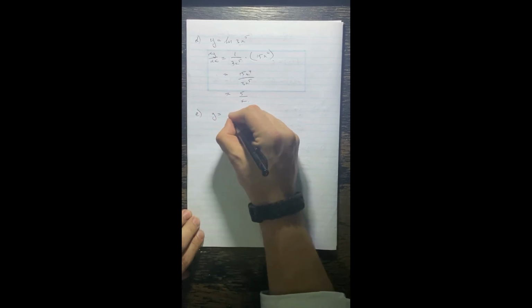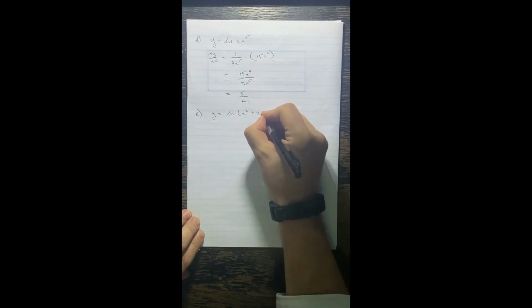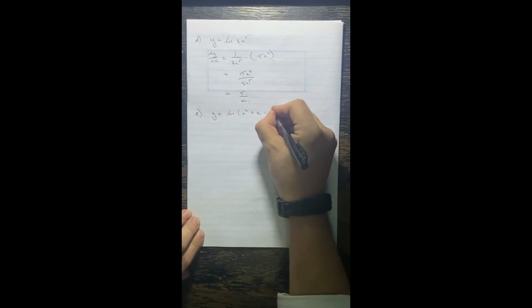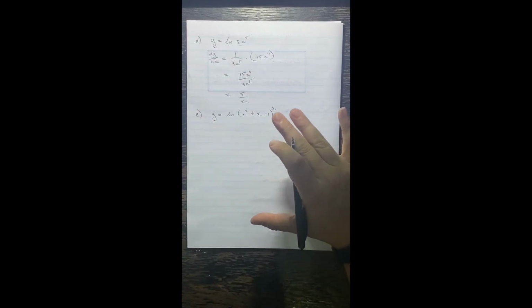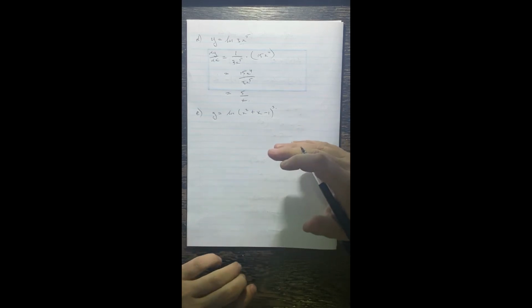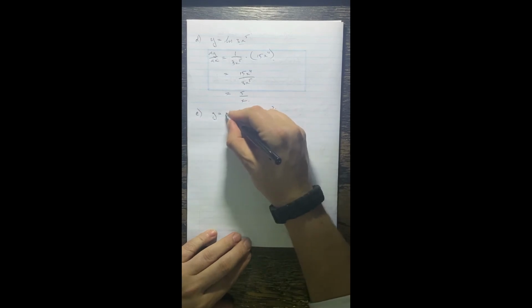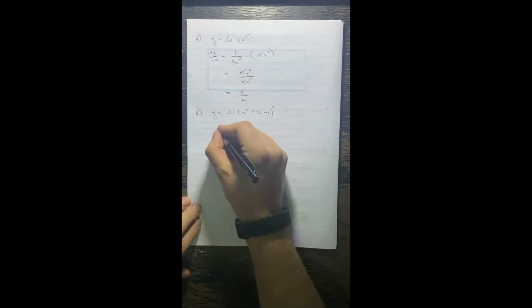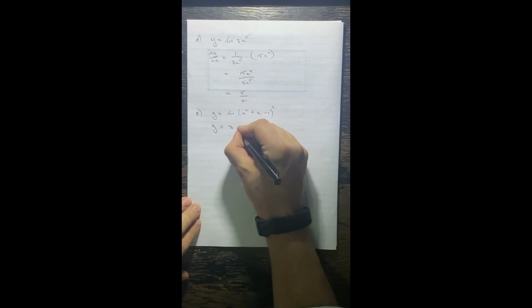y is equal to ln of (x squared plus x minus 1) to the power of 3. Okay, what I'm going to do here, grade 11s, is apply my ln law, which says if you've got a power up here, I can take it to the front. And that is what I'm going to do here. So I'm not differentiating just yet.